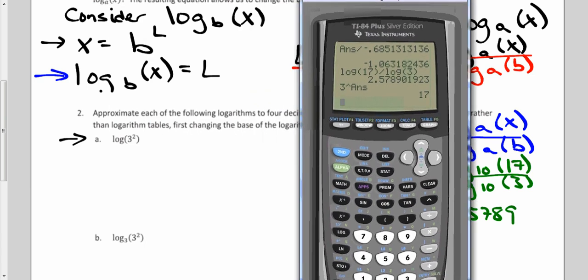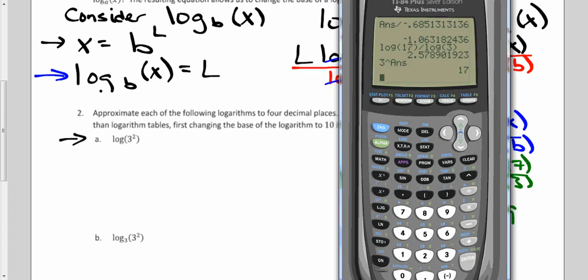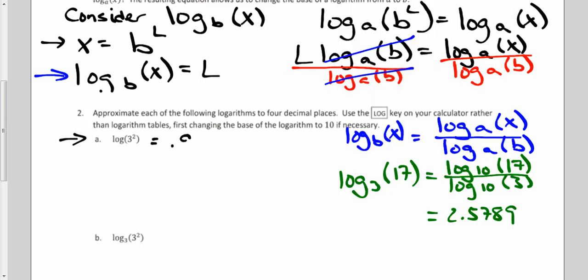Okay, so I do log base 10 of 3 squared. So log, no, did it wrong. So log base 10 of 3 squared, enter, and I get 0.9542. Now I want you to do log base 3 of 2.